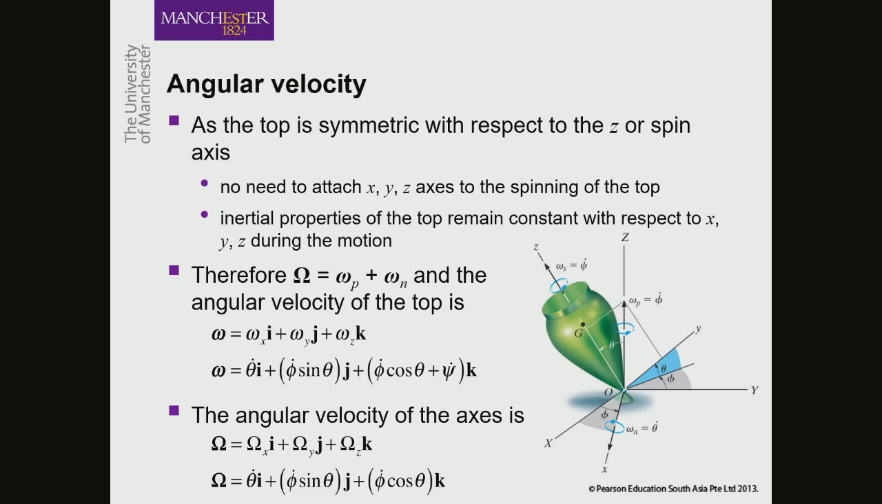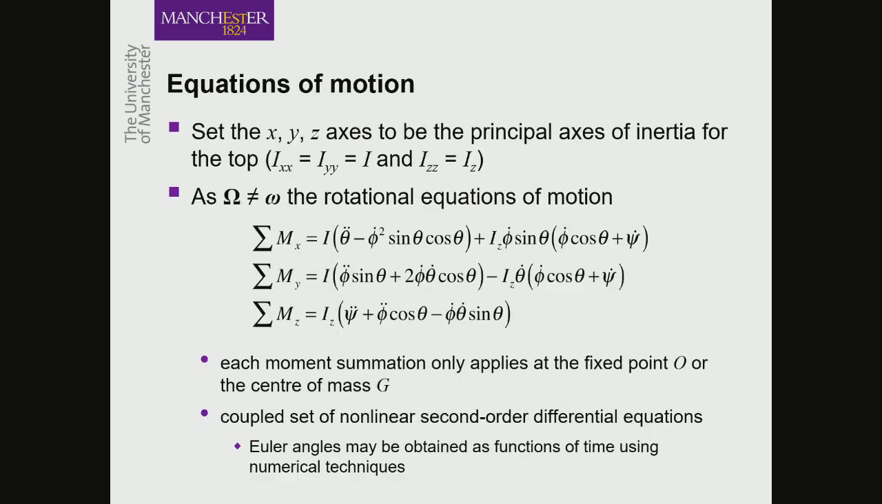What we have established so far is that capital omega and omega are different when we want to analyze gyroscopic motion, or the motion of a top. Since we know that, we can now use the equations that we developed earlier, making a couple of assumptions, simplifications or substitutions. We can set the x, y, z frame as the principal axes, and due to the symmetry, Ix and Iy of the top will be the same, and obviously Iz will be different.